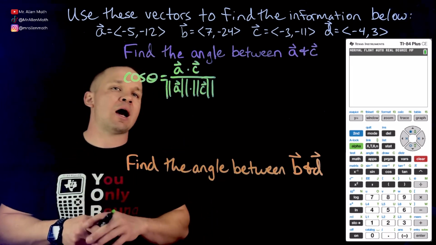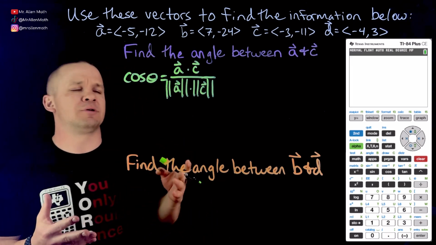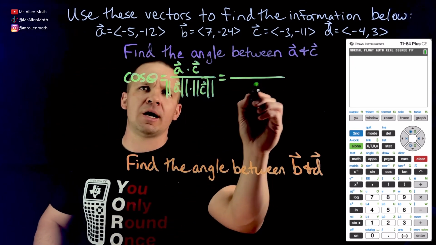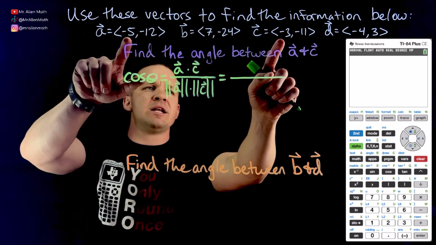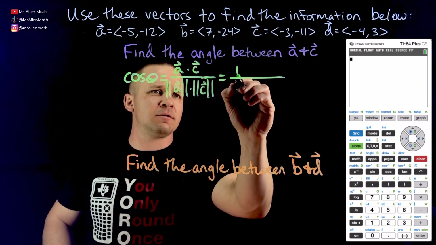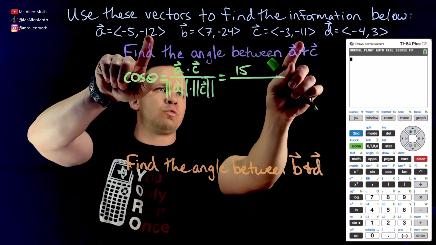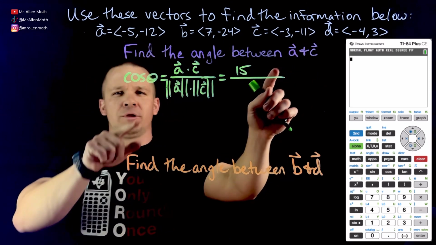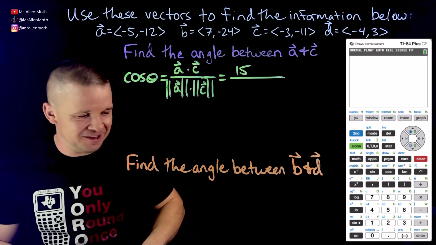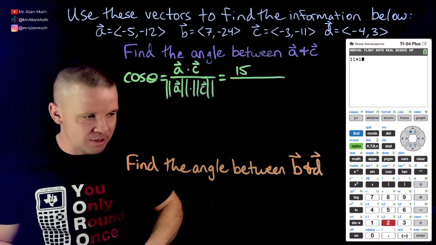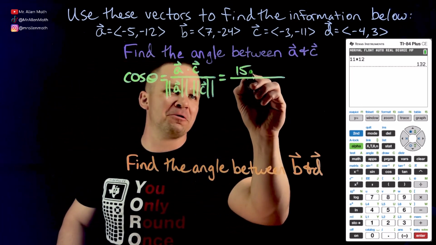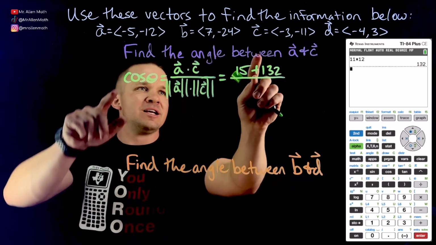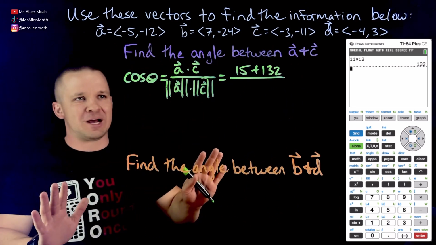All right. So now let's put some numbers in here. The dot product of A and C. We'd have A and C, so -5 times -3, that's 15. And then -12 times -11. What is that? 132. I'm going to type that in just in case. 12 times 11, yeah, 132. Okay, cool. So plus 132. Both are negative, so it's positive.